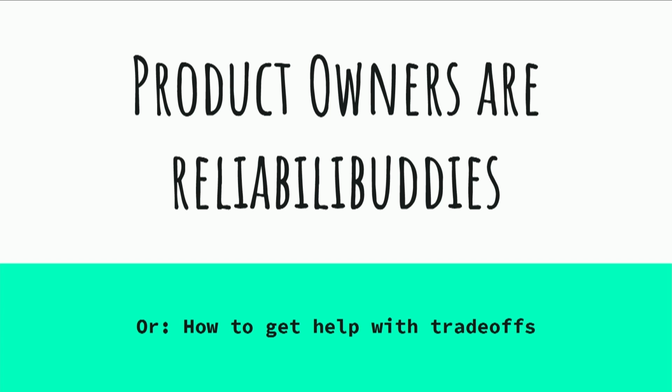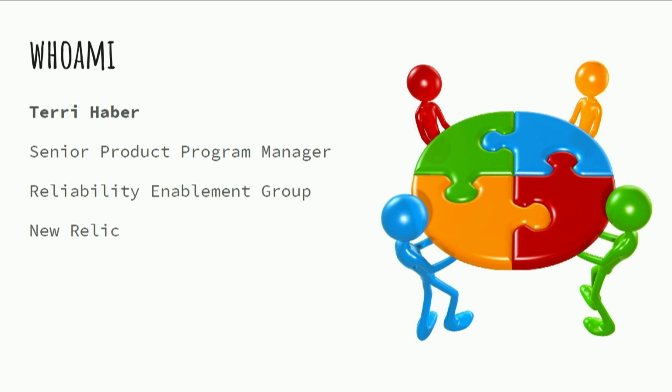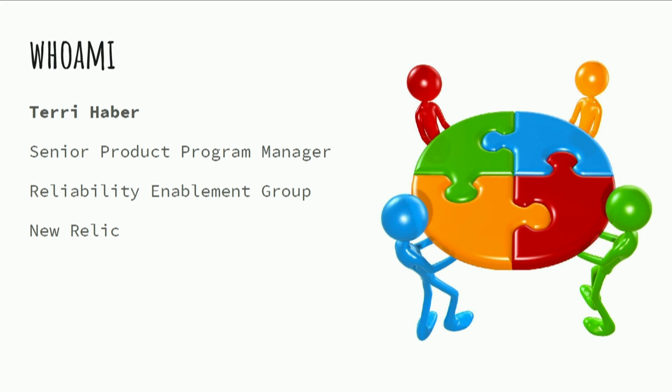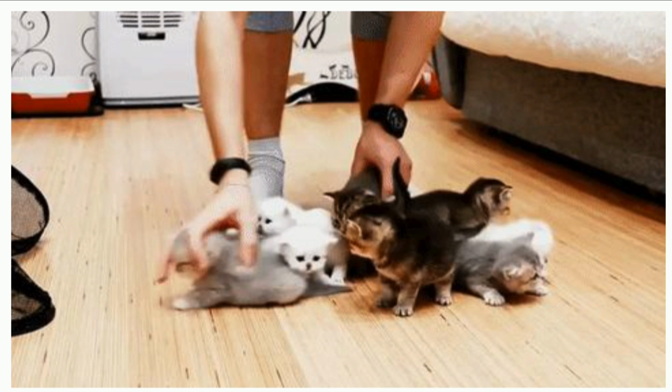My name is Terri Haber, and my background is in Dev and Ops. I got into the SRE gig at New Relic a couple of years ago, and I became passionate about helping teams manage their reliability challenges, particularly around building recipes for overcoming those challenges. Now I'm a program manager for New Relic, and I roll out reliability-related programs. Sometimes my job feels like herding kittens, but I really love it.